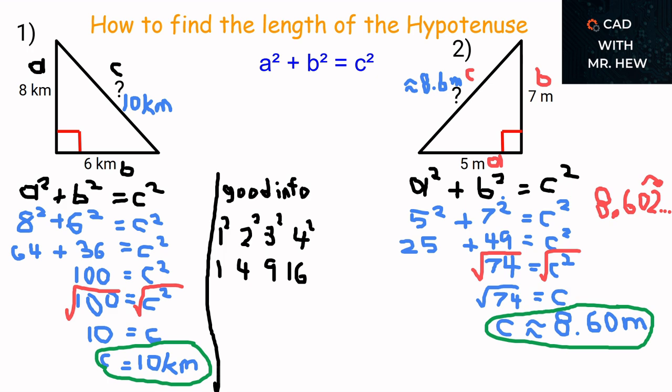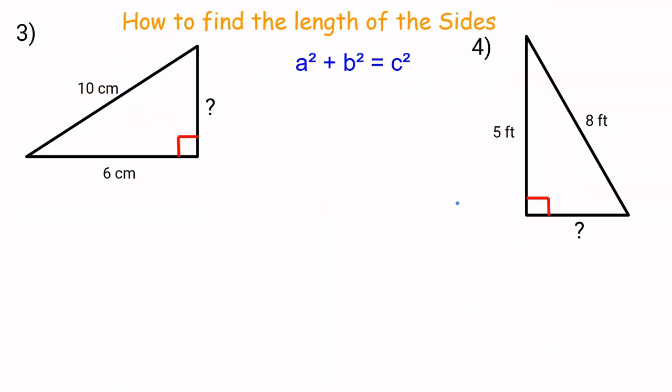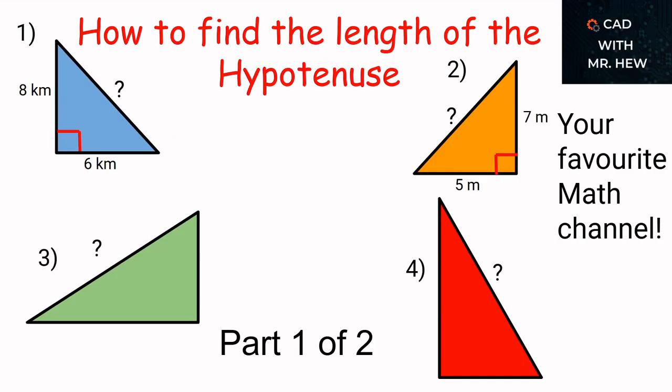We're going to move to questions 3 and 4 to calculate the side, the sides for each triangle. All right, so we have come to the end of part 1 of the 2 videos covering the topic how to find the length of the hypotenuse. In the next video, we'll be finding the length of a side of the 2 right angle triangles that are given in questions 3 and 4. We look forward to seeing you in that video. Please take care until then.